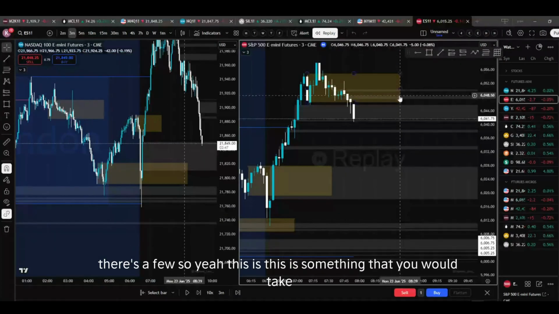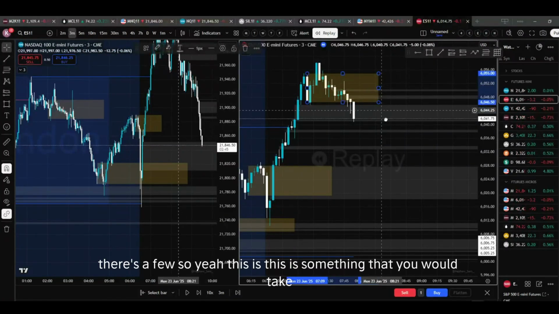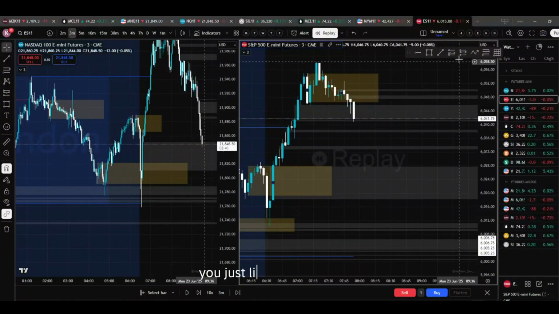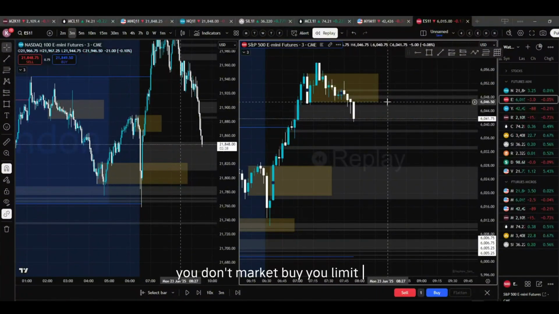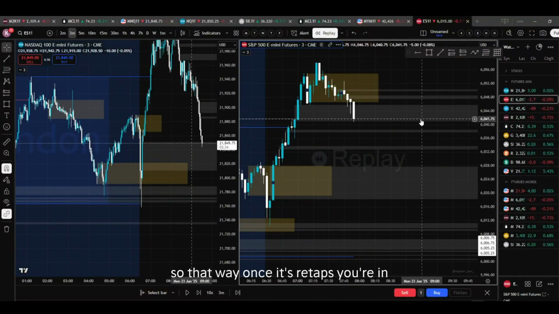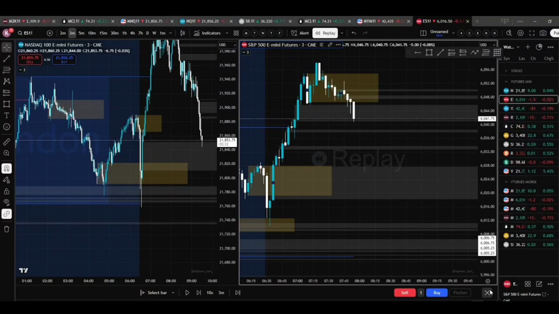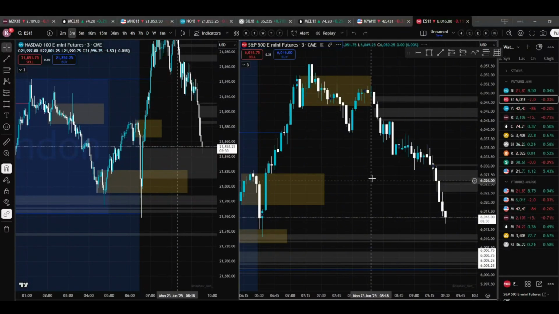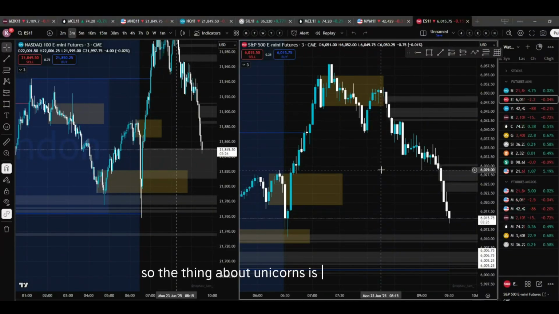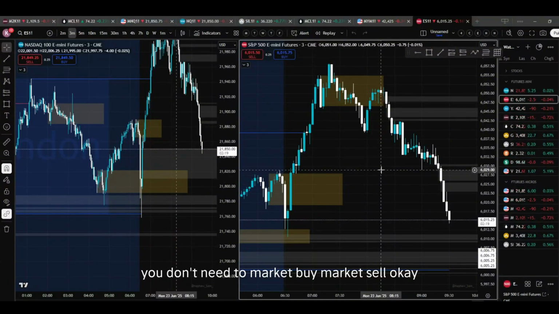Yeah, there's a few. So this is something that you would take, and what you would do is just limit. The moment it closes under, you just limit. You don't market buy, you limit buy. That way, once it retaps, you're in. So the thing about unicorns is limit order. You don't need to market buy, market sell.